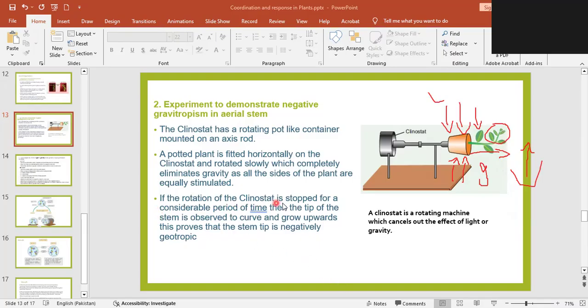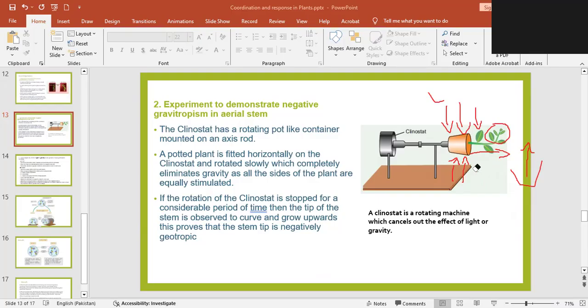So if the rotation of the clinostat is stopped for a considerable period of time, and the tip of the stem is observed to curve and grow upward, this proves that the stem tip is negatively geotropic or negatively gravitropic. Geotropic and gravitropic are the same word. However, in our 5090, we use gravitropic. I hope this experiment is clear to you, that if we use the clinostat, what will be the effect of these two factors, light and gravity, over the stem.